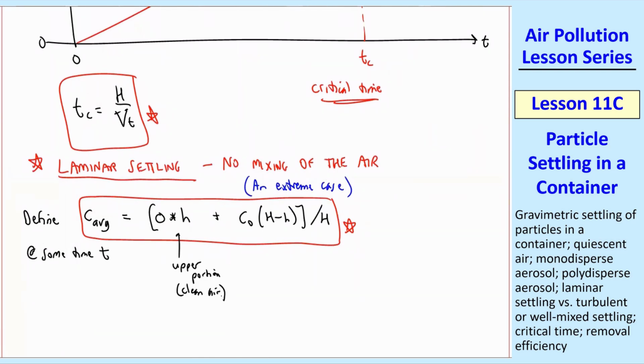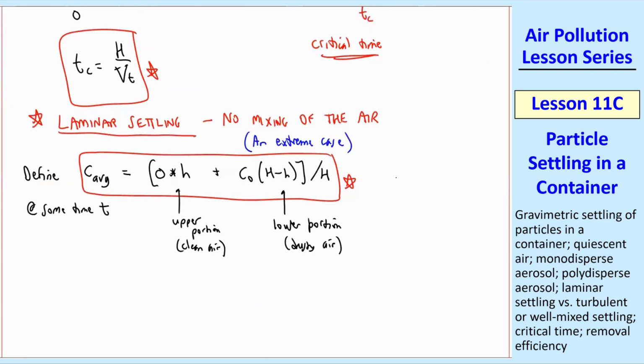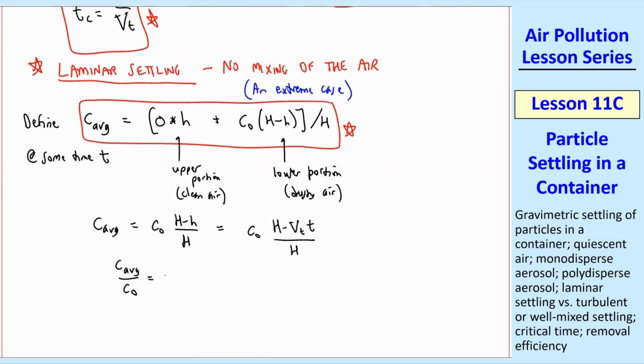That first part is the upper portion with the clean air, and the second part is the lower portion with the dusty air. Well, the first term is just zero, so C average is just C0 times H minus h over capital H. Or since little h is Vt times t from previously, this is C0 times H minus Vt t over H. Non-dimensionally, we just divide by C0. So we get C average over C0 is 1 minus Vt over H times t.